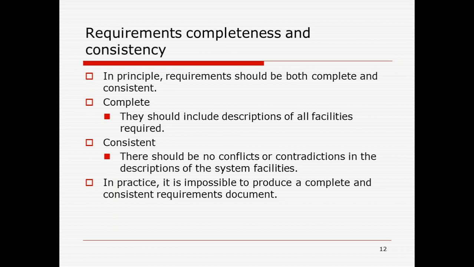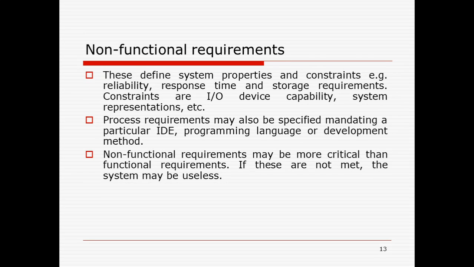So in practice, a complete list of complete and consistent requirements is actually not possible. Non-functional requirements are basically the constraints on the system operation, or the constraints under which the system is developed, both included. Non-functional requirements are system properties, for example reliability, response time, storage requirement, etc. Depending on the particular type of software that is to be developed, the non-functional requirement is decided, and it applies to the system as a whole.